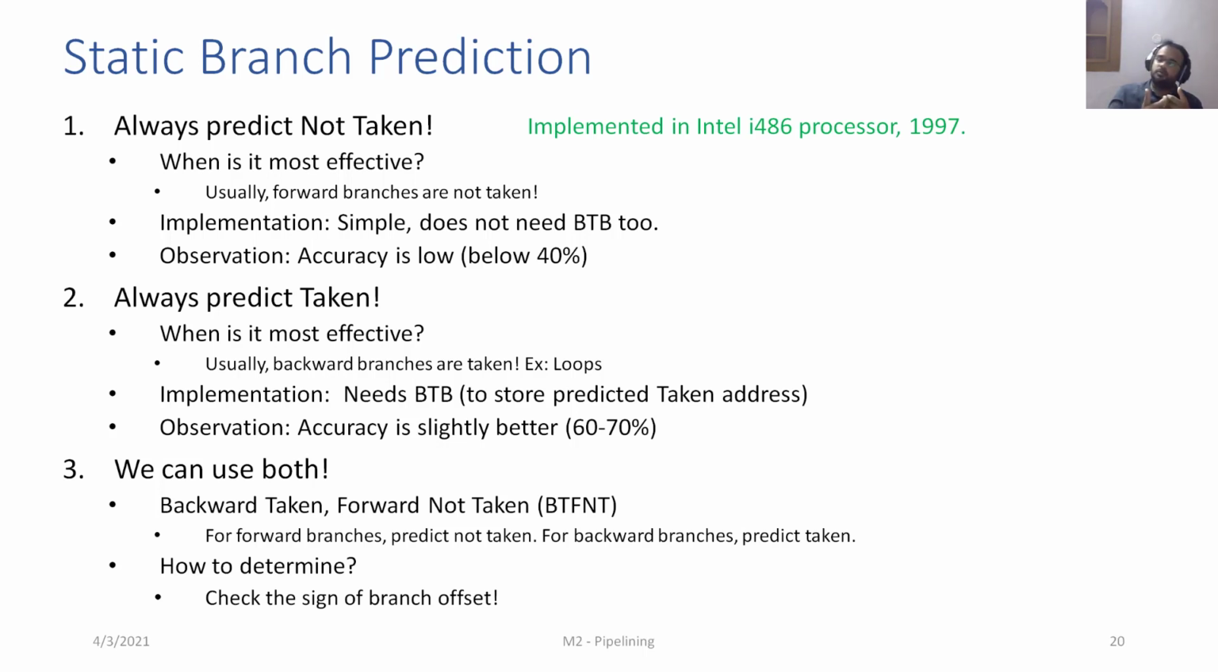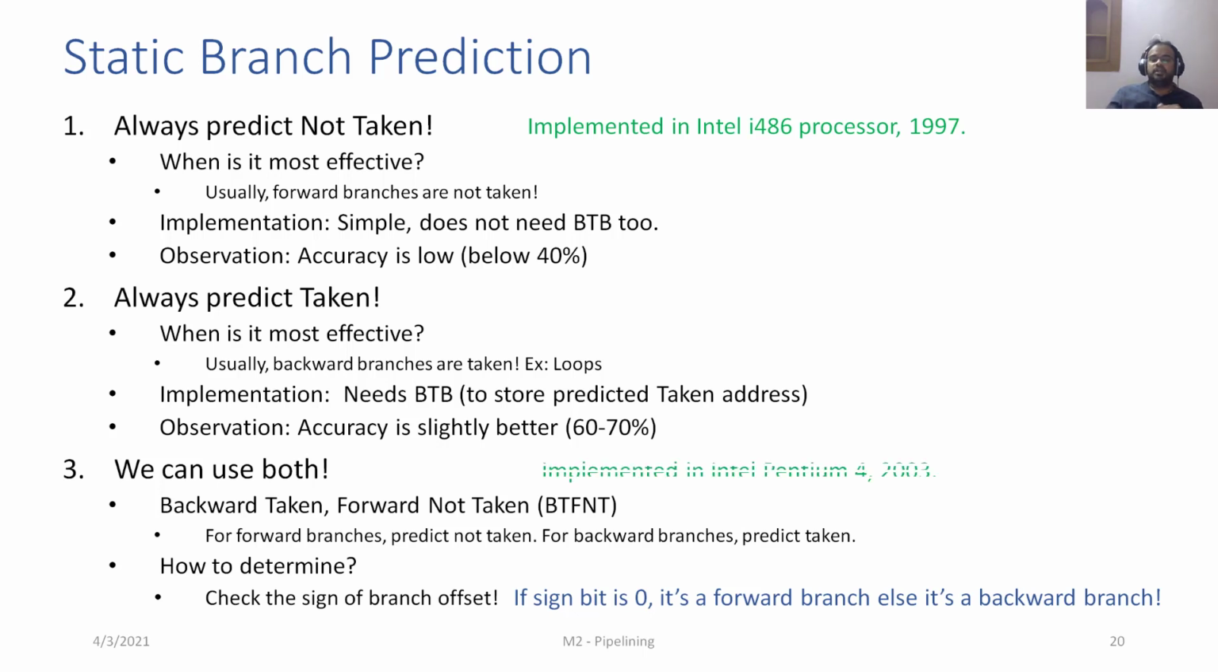If the offset is positive, it means that we are going to jump to some location which is later. So we know that if the offset is positive, it's a forward branch, and for such branches we are going to predict that they will not be taken. And if the offset is negative, then we would say that it's a backward branch, and accordingly we will predict them to be taken.